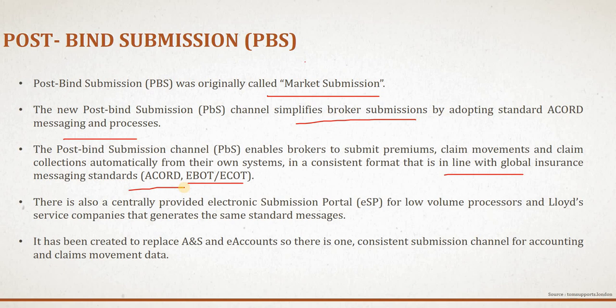One way of sending and receiving the eBOT information is through your own system, if your system is capable enough to do that. If your system is not capable enough, and the business is very small, then they can use the electronic submission portal, which we call ESP. This portal is entirely managed by the DXC company. It has been created to replace ANS and E-account, so that there is one consistent submission channel for accounting and claim movement data. Currently you can submit the LPAN through ANS and E-account, but this post-bind submission channel is largely focused on building one common channel to submit the accounting information between the various stakeholders involved.